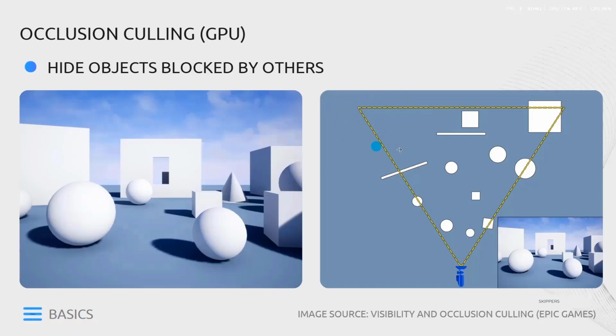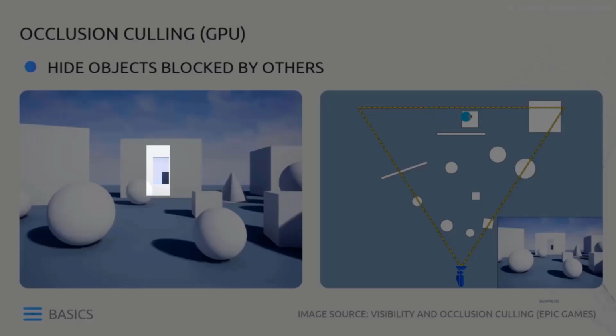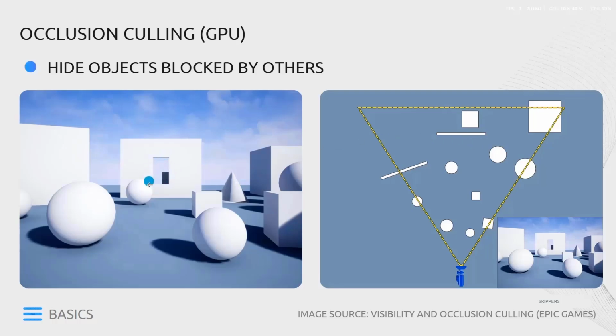We all know that. But for this box here, if part of the object is visible, like through a window, then the object will still be rendered. That's why sometimes a box behind a wall still gets rendered, because a small part of it is visible.